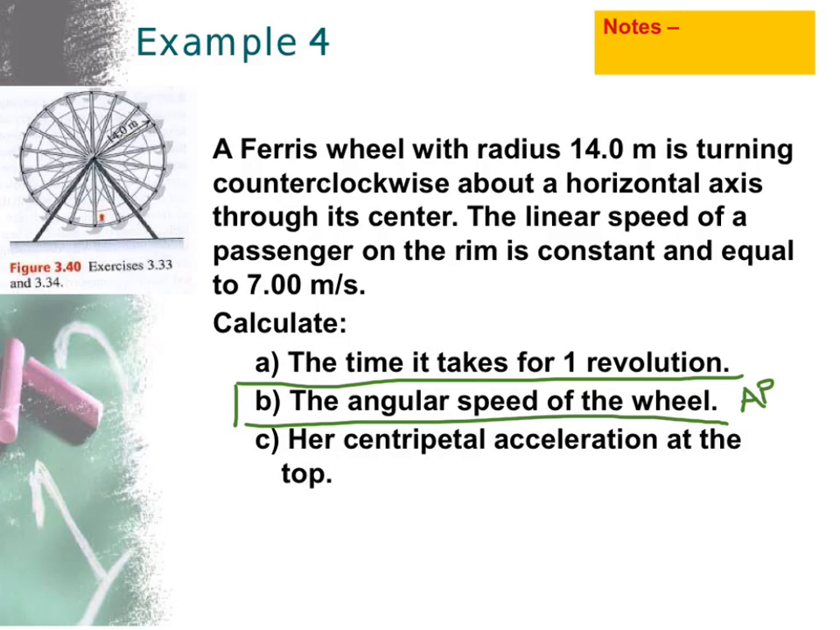axis. The linear speed of the passenger on the rim, so we have a little passenger down here, is constant and equal to 7.00 meters per second. So if we were to measure this person's instantaneous velocity, it would be 7 meters per second, going tangential to the circle. I have to calculate the time it takes for one revolution, the angular speed of the wheel, and her centripetal acceleration at the top.